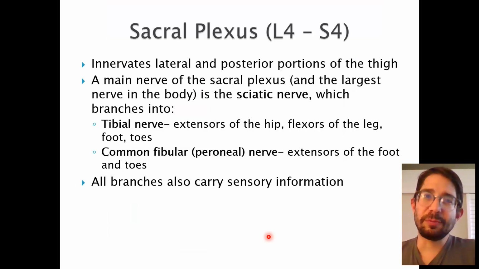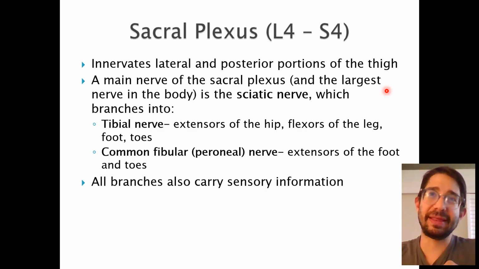And we finish with the sacral plexus, down in the sacral region, innervating the thigh. And the biggest nerve in your body, called the sciatic nerve, is found in the sacral plexus. So S for sacral, S for sciatic. And that big fat nerve travels down your leg, and it branches into the tibial nerve, which innervates the hip extensors, leg flexors, foot flexors, and toe flexors. And the common fibular nerve does the extensors in that region.